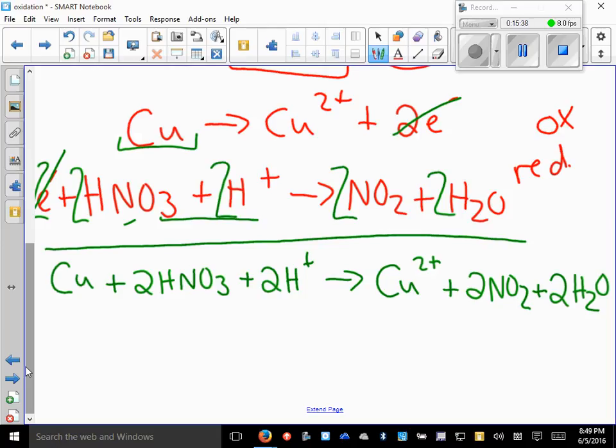On this side, I have 4 H's, 2 times 2. On this side, I have 2 and 2. I have 4 H's. Looks good. 1 copper on both sides. How many N's? 2 on the left, 2 on the right. 6 O's, 6 O's. This is completely balanced.